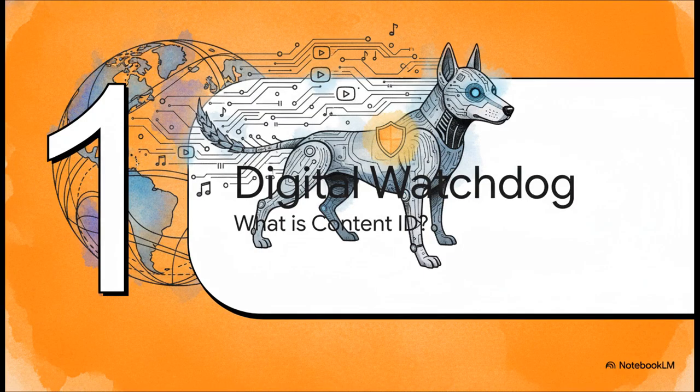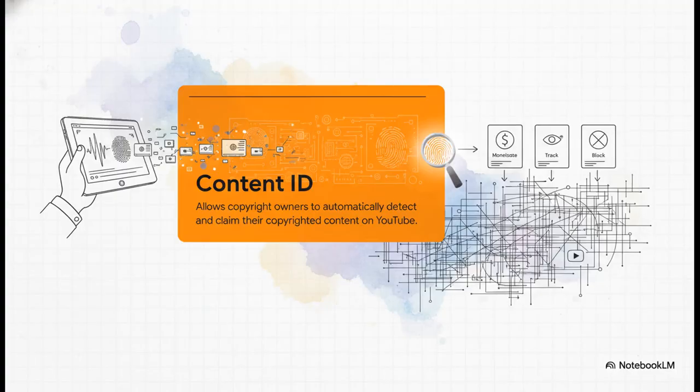All right, first up, what is this digital watchdog? You know, at its core, Content ID is YouTube's solution to a gigantic problem. How do you manage copyright when you're dealing with a global platform of this scale? It's their automated system, and it is constantly, tirelessly scanning everything on your behalf. So here's the official breakdown.